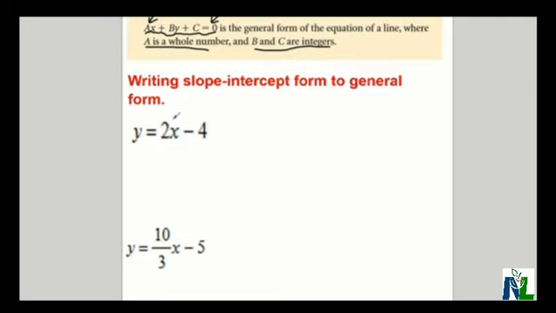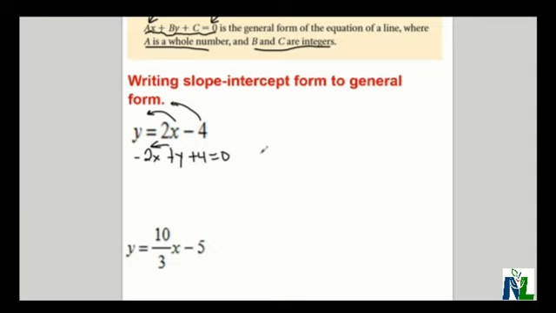Here's slope-intercept form, and if we want to rearrange the equation to general form, we'll move the 2x to the other side and the 4 to the other side and have the equation equal to 0. This would give us negative 2x plus y plus 4 is equal to 0. Yet it's still not in general form, since the coefficient of the x is not a whole number.